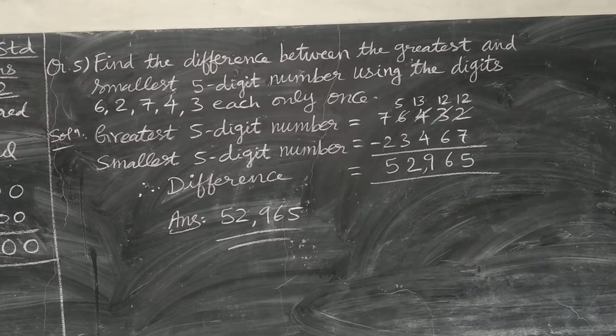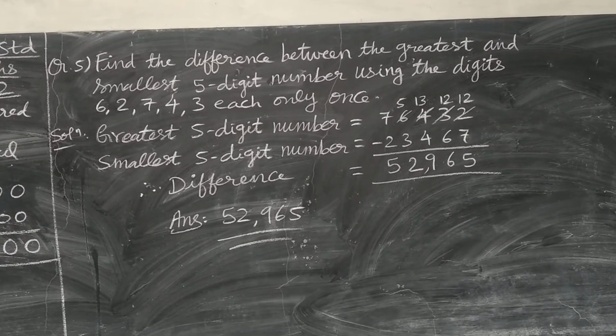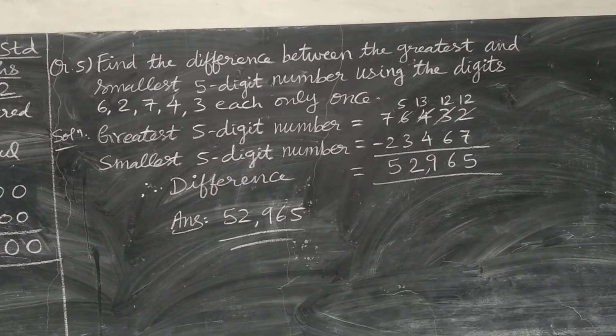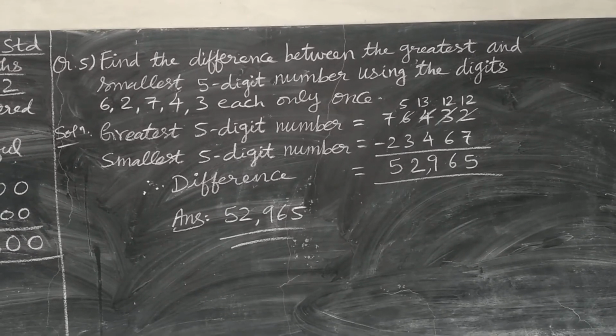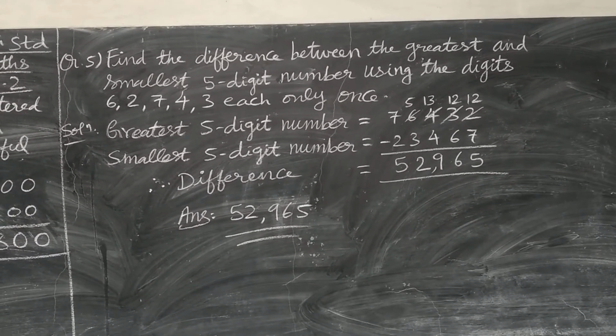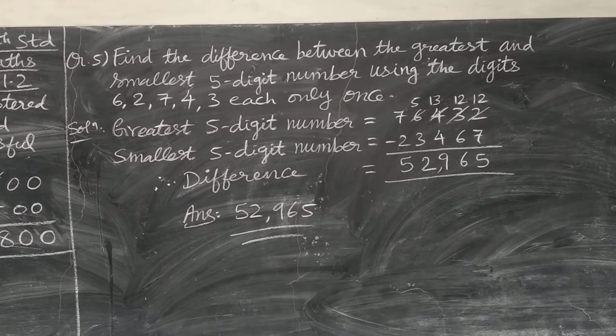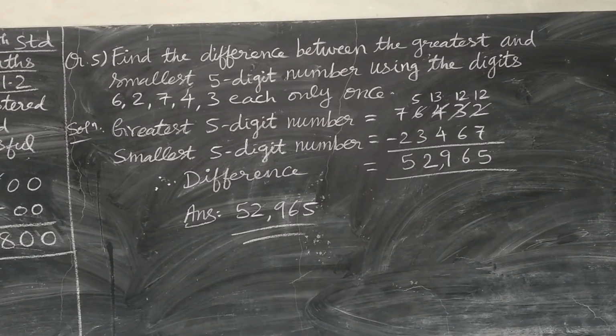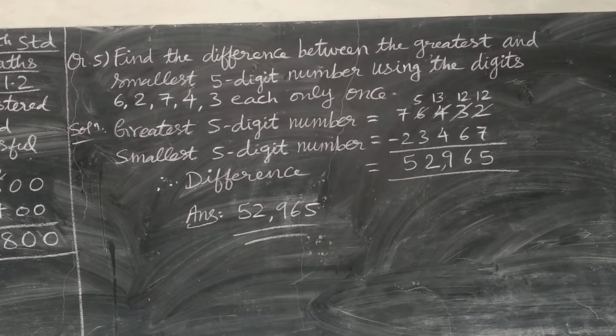In 10,000s place, 7 and 2 are there. Easily you can subtract. 7 minus 2, 5. This is how you have to find the difference. Difference means you have to subtract. This is all about today's class. In the next class, we'll continue the other problems. Write it in your CW.